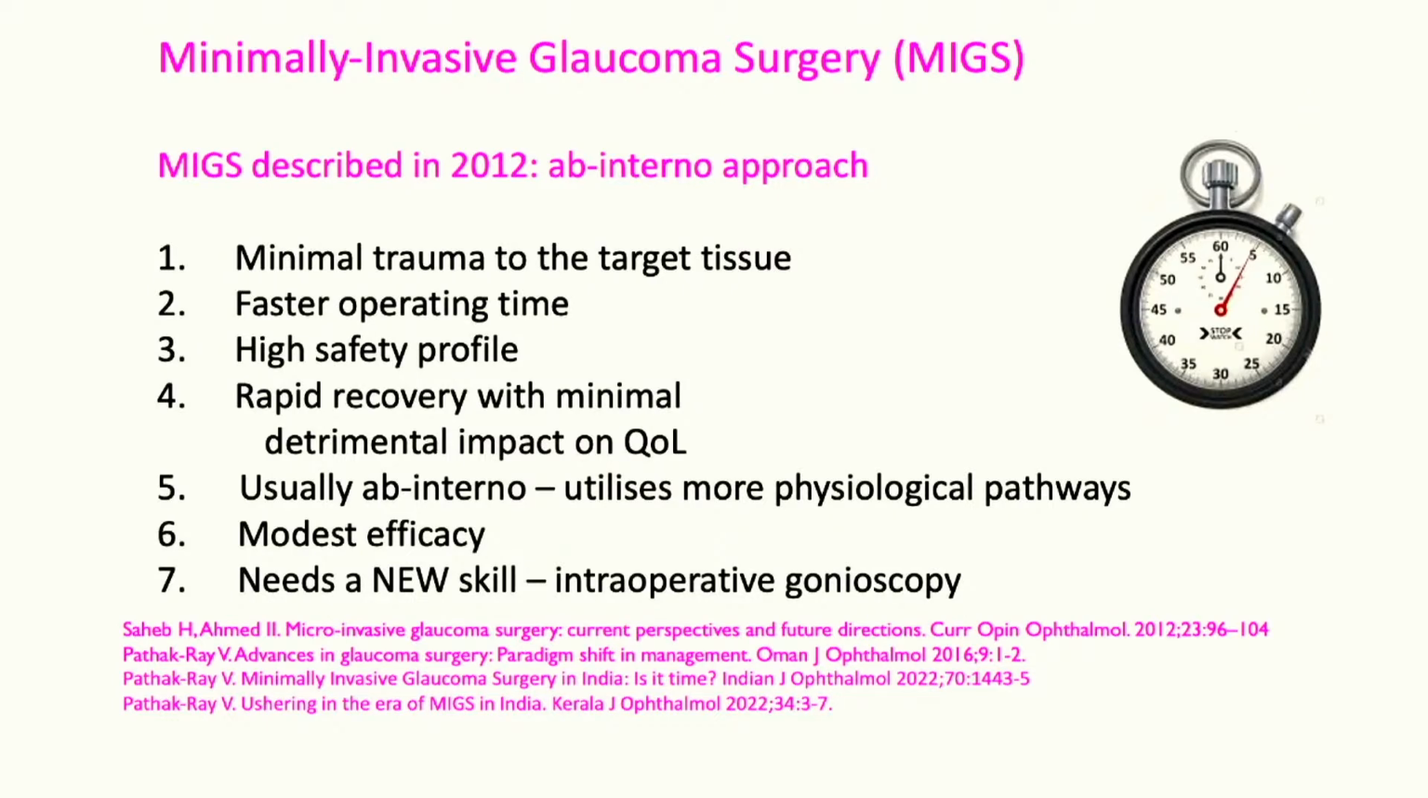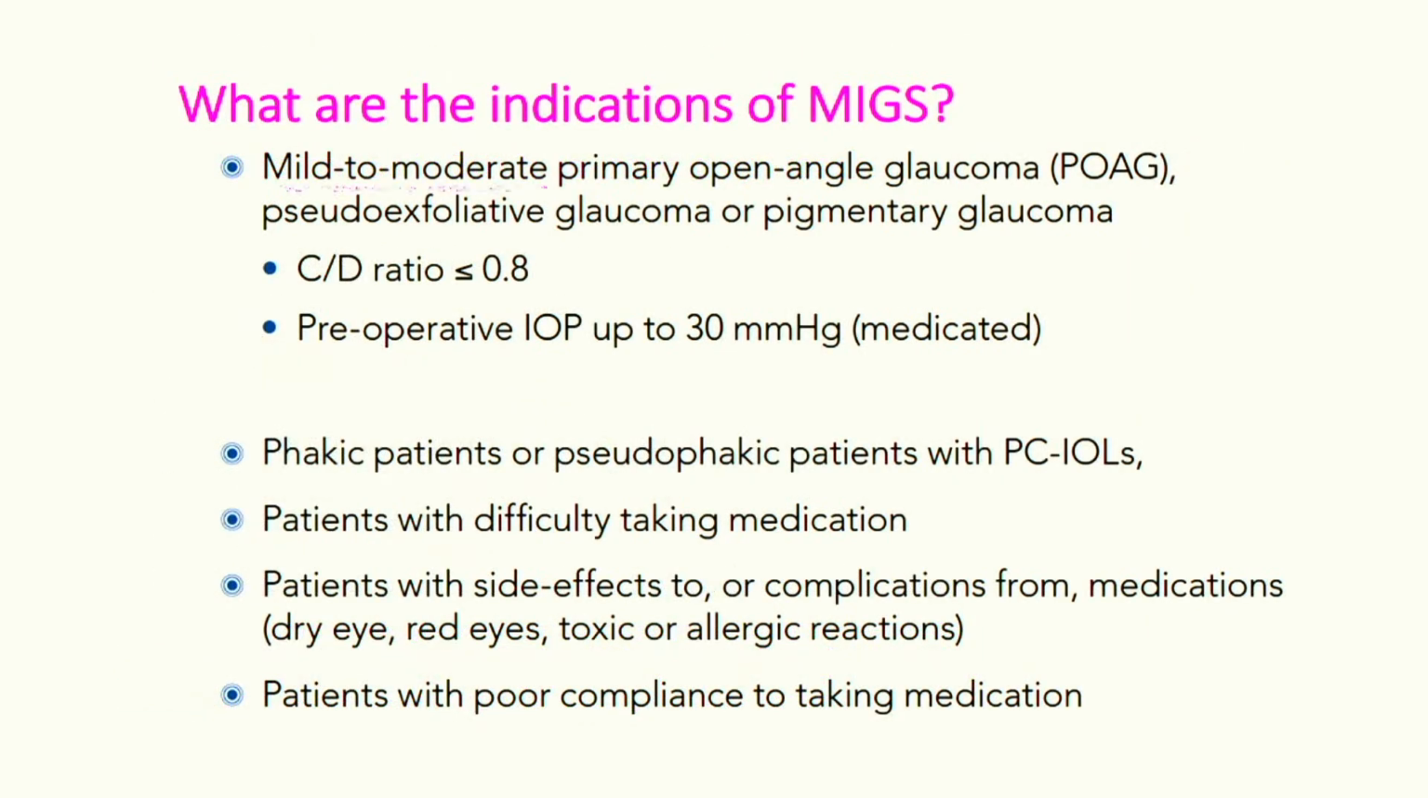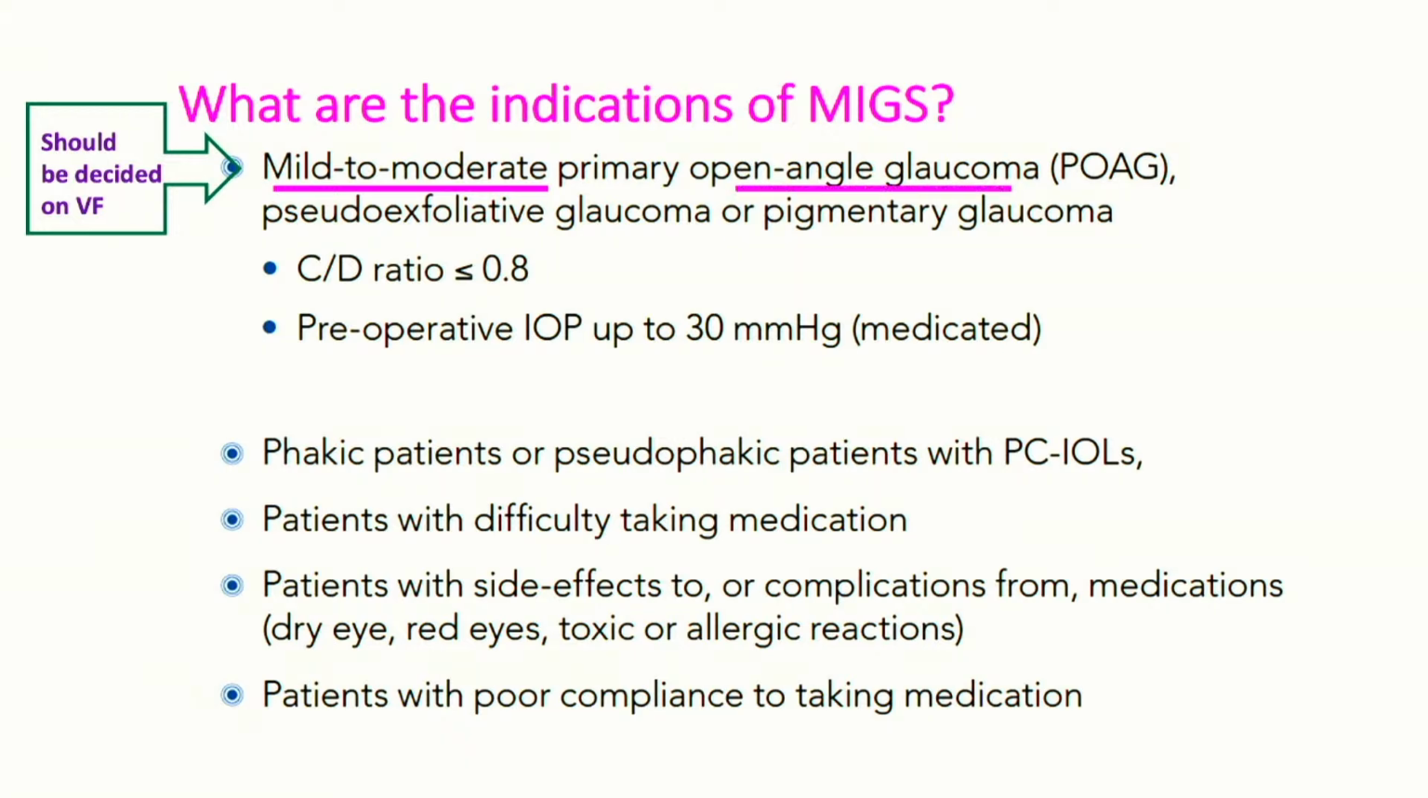And it needs a new skill, that is intraoperative gonioscopy. We cannot stress this enough. You need to acquire that skill to be able to do this. So in what kind of cases do you do them? You do them in mild to moderate glaucoma. Please remember, mild to moderate on visual fields, right? And they have to be open angle, even post LPI if they open up, you can do them. They have difficulty taking medications, side effects or complications, or poor compliance.